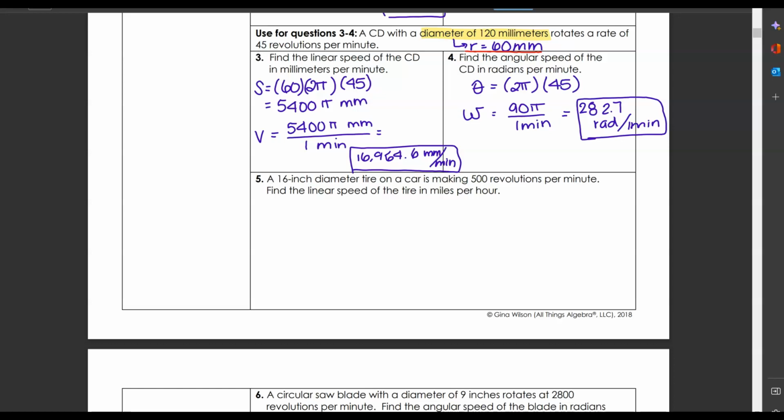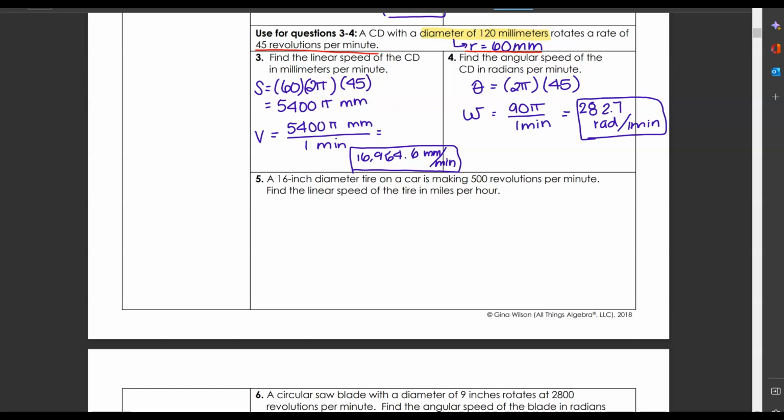Then when we do this calculation, we get 60, which is our radius, times our 2 pi. Because we're doing 45 revolutions per minute, we have that multiplication of 45. For number 3, then we should get 16,964.6 millimeters per minute in terms of that linear speed.